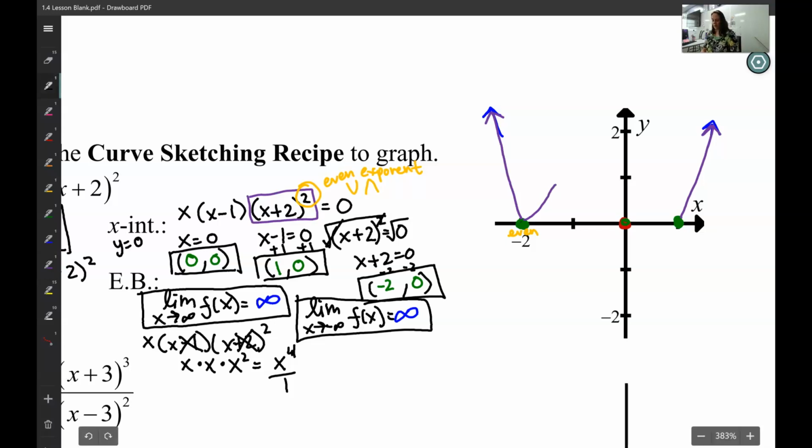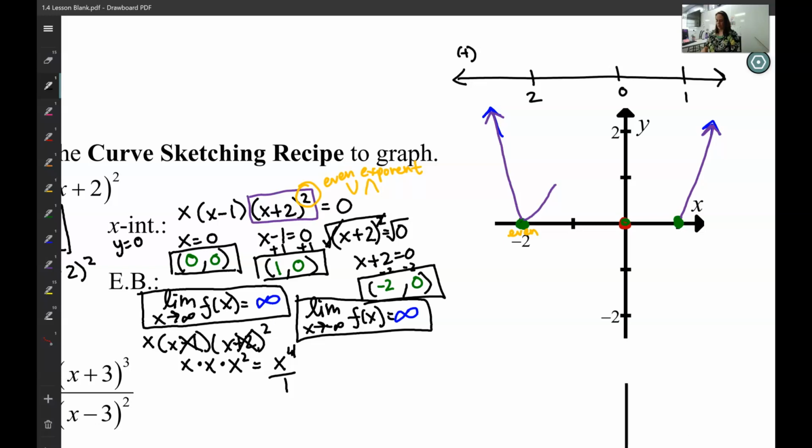Now the long way would be doing a sign line. And we'd plug a number 3 in. So 3 would be a positive. 3 minus 1 would be a positive. And 3 plus 2 would be a positive. Squared would be a positive. That's a sign line. So now I have all positives multiplied together. So that tells me from 2 to the left, everything's going to be positive or above the x-axis. And if I look at my graph, I can see that. 2 to the left, everything is positive or above the x-axis.